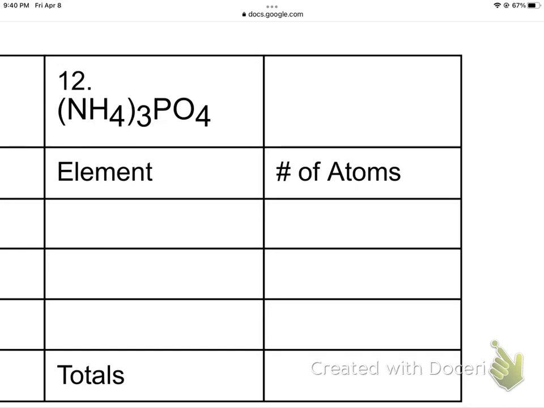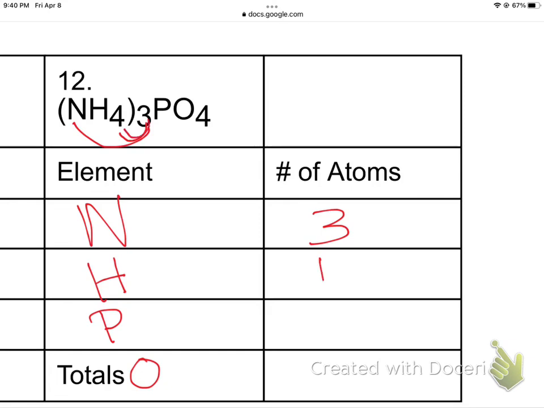I added one more so that you could see how to do the brackets with a subscript inside and outside the brackets. So you write your elements: N, H, P, and O. Then this gets distributed here and to here. So we have 3 N's. 3 times 4 is 12, so we have 12 H's. We have 1 P and we have 4 O's. And that'll give you a total of 20 atoms. That's how you do brackets.